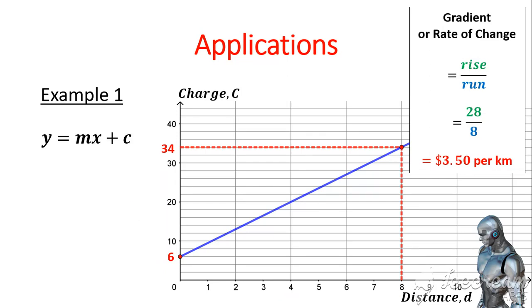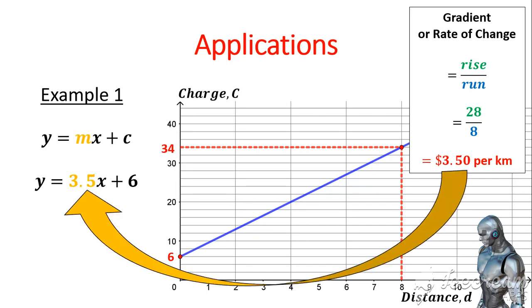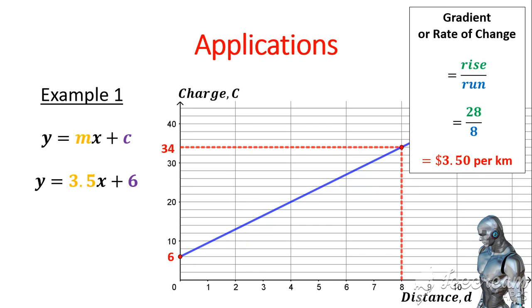Right, so let's go back to y equals mx plus c. We've just worked out what m is. M is the gradient. And we know the gradient is 3.5, $3.50. C, remember, is the y-intercept, where the graph crosses over the y-axis, and we know this crosses over the y-axis at positive 6, so that's why we have plus 6 for c. So we have a formula y equal to 3.5x plus 6.